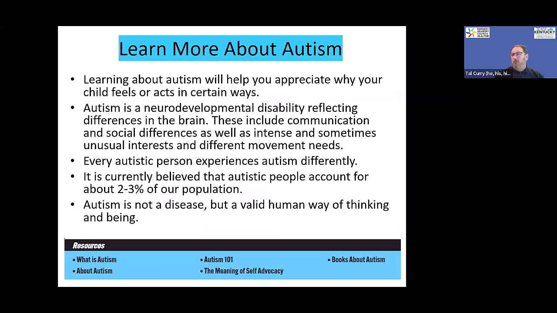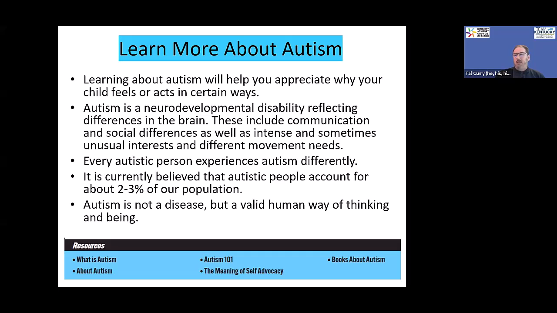Learning about autism will help you appreciate why your child feels or acts in certain ways. This is the language that's above. Autism is a neurodevelopmental disability reflecting differences in brain. This includes communication, social differences, as well as intense and sometimes unusual interests and different movement needs, similar to the last definition, but a little bit different. Again, created by another autistic group of people. Every autistic person experiences autism differently.